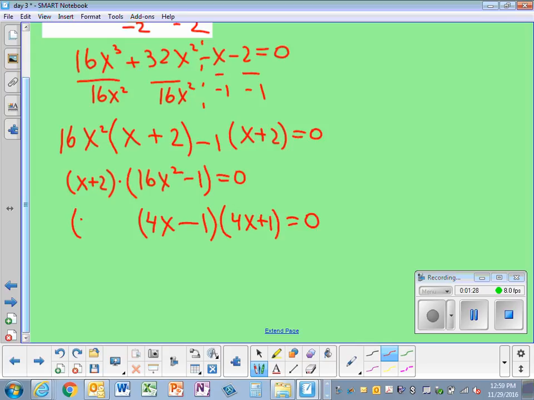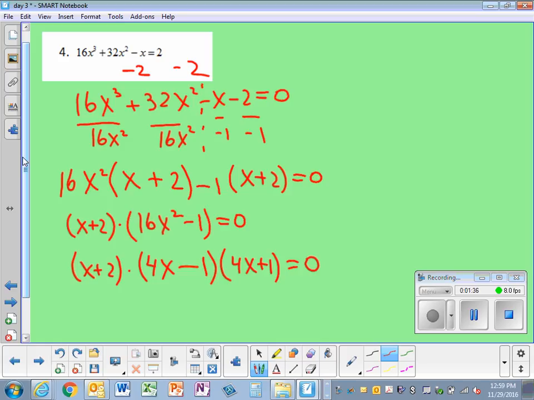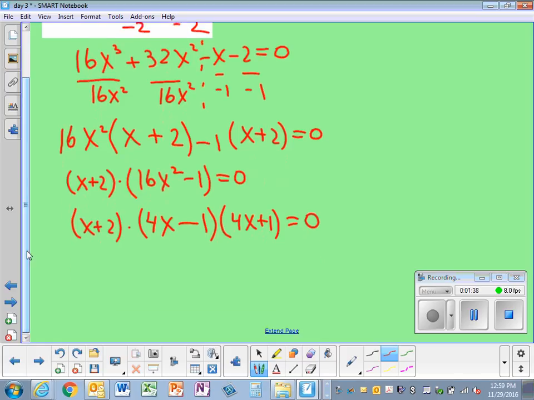And then I take x plus 2 down there. So again, I have 3 factors. We started with the polynomial that has the highest exponent 3, so we expect 3 zeros. Do we have to factor 4x minus 1 any more? No, because we don't have any squares, right?